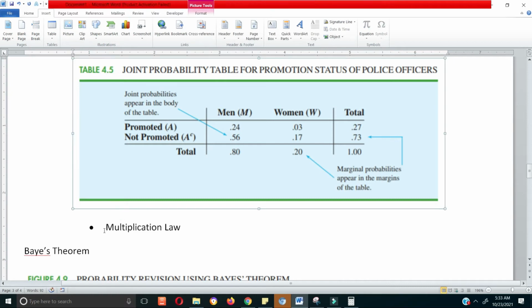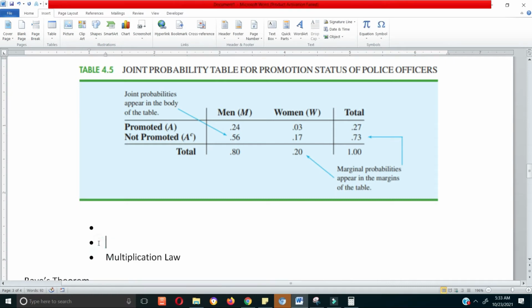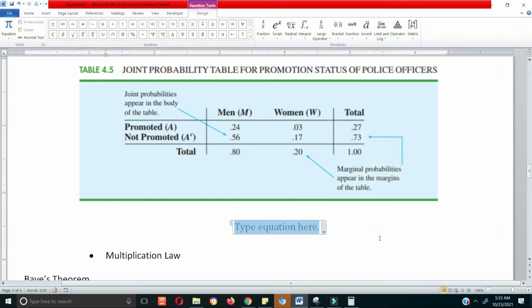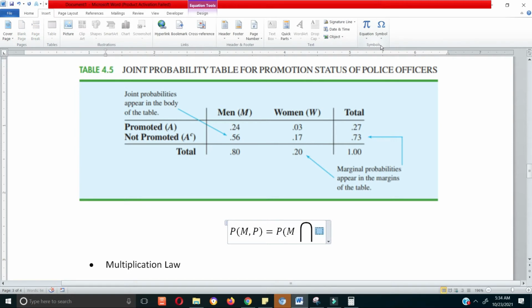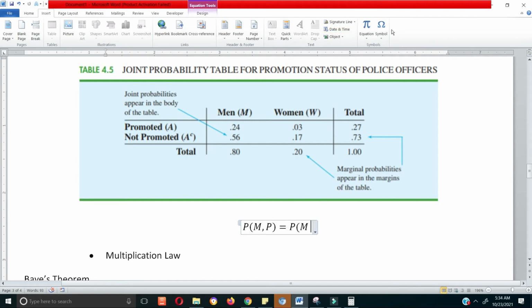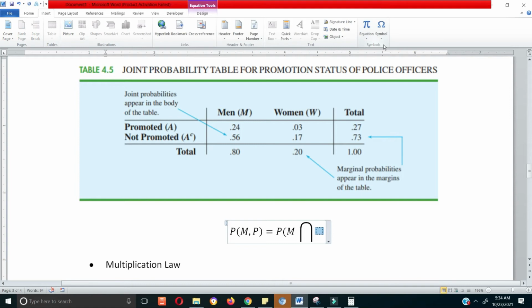For the joint probabilities, you'll have different notations. Sometimes this is written as the probability that one is a man and is promoted, right? This is really the probability that one is a man, intersection, one is promoted. Okay, let's just go with that. So this can operate like that. It really means the same thing. So this is the joint probability, or the intersections.